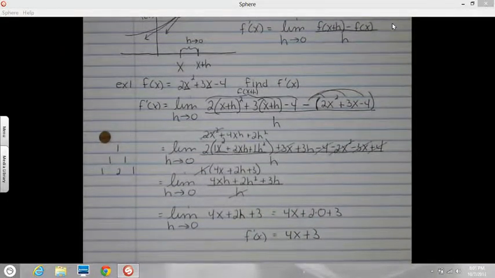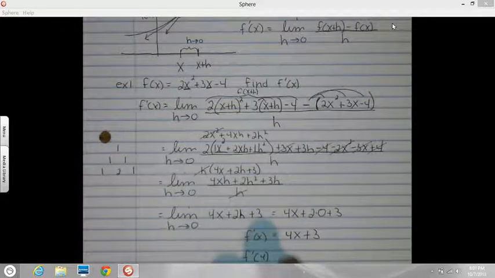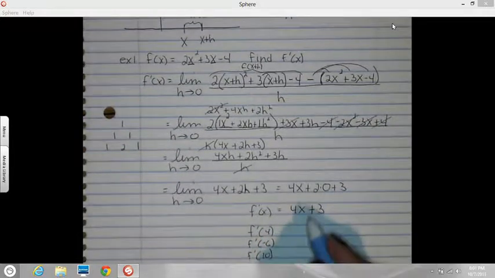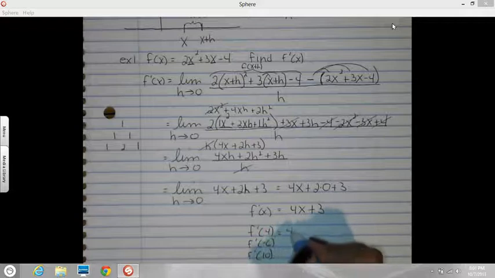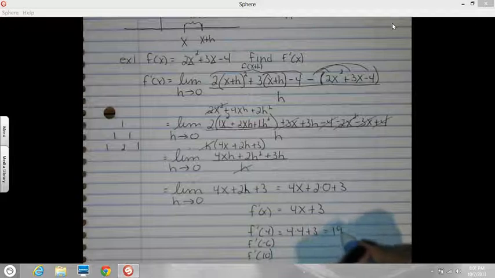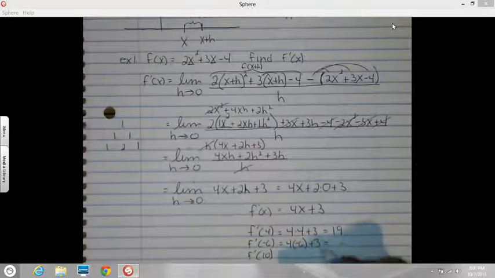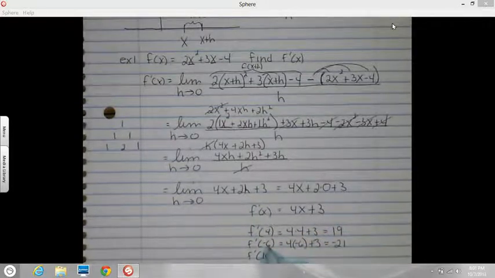Now I could ask you questions like, well, what's the derivative at 4? What's the derivative at negative 6? What's the derivative at 10? And instead of having to use that definition from the other section, I can now just plug these 3 values in. 4 times 4 plus 3, that's 19. So the slope of the tangent line at 4 would be 19. For negative 6, 4 times negative 6 plus 3 is negative 21. So the slope of the tangent line at negative 6 is negative 21.